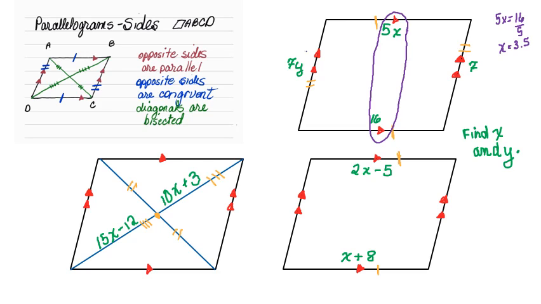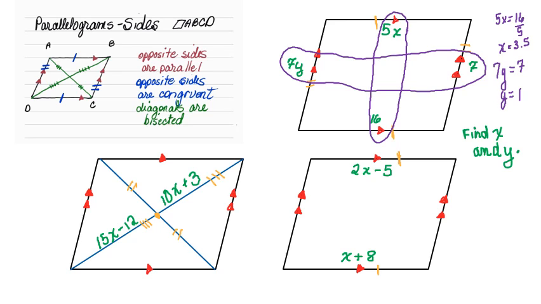Now to go find the Y's. Since the sides are congruent, we just make them congruent to each other to go find the variable. And here Y equals 1. All right, that was pretty simple. I got that. So we're just going to try something that's a little bit more complex.